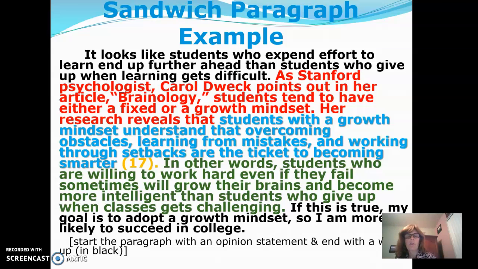Notice again that we start and end the paragraph with a sentence that gives the main idea. So you've got a topic sentence or a point at the beginning and then a wrap-up sentence at the end. That's all there is to it.